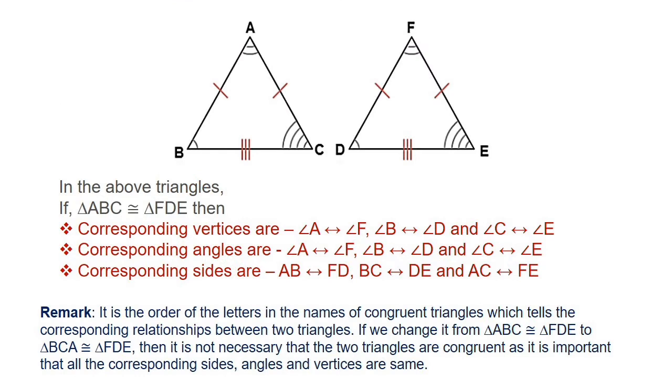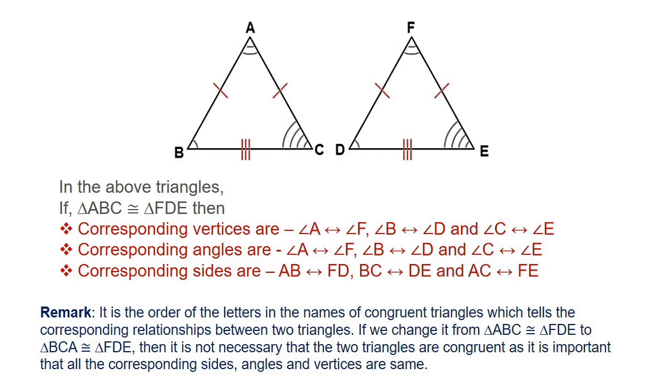Look at the given two triangles ABC and EFD. Here in the above triangles, if triangle ABC is congruent to triangle FDE, then its corresponding vertices are A is the same as F, B is the same as D, and C is the same as E. Also, corresponding angles are angle A is the same as angle F, angle B is the same as angle D, and angle C is the same as angle E.